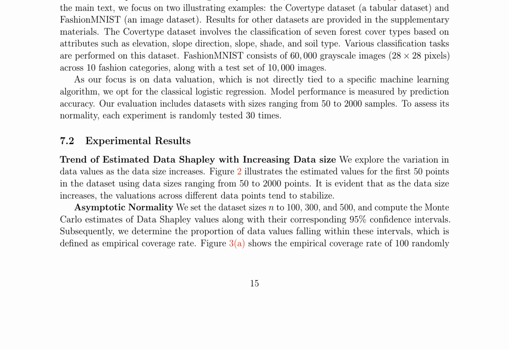that valuations across different data points tend to stabilize as the data size increases. The results also demonstrate the asymptotic normality of Data Shapley estimates, with empirical coverage rates calculated for dataset sizes of 100, 300, and 500, and the proportion of data values falling within the corresponding 95% confidence intervals.